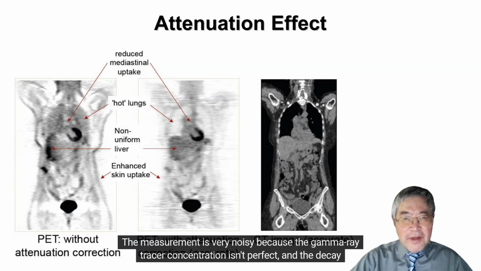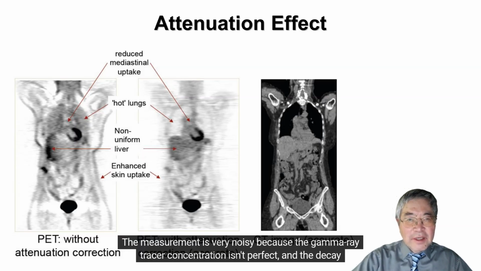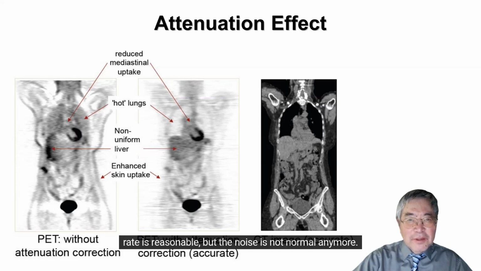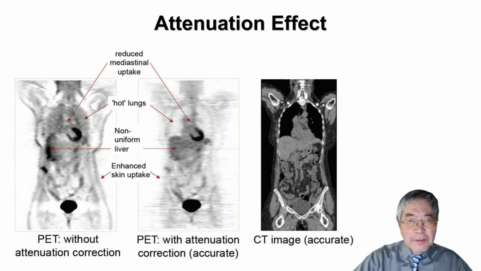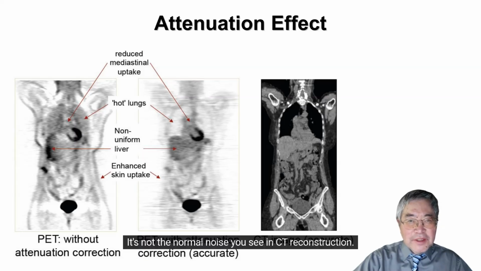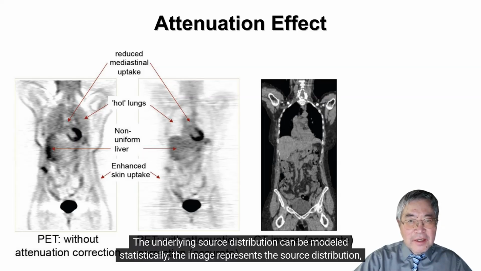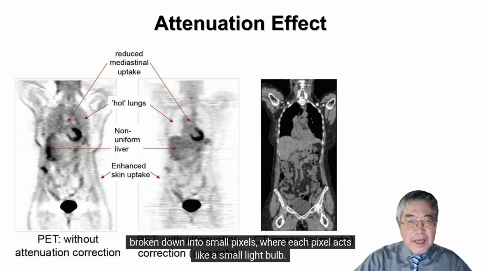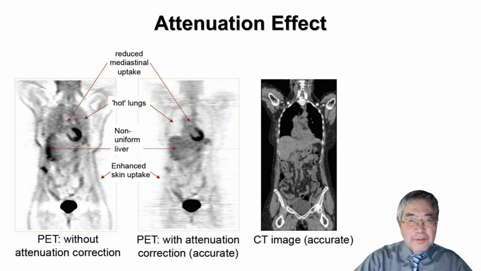The measurement is very noisy because the gamma-ray tracer concentration isn't perfect and the decay rate is reasonable, but the noise is not normal anymore. It's not the normal noise you see in CT reconstruction. The underlying source distribution can be modeled statistically. The image represents the source distribution broken down into small pixels, where each pixel acts like a small light bulb.